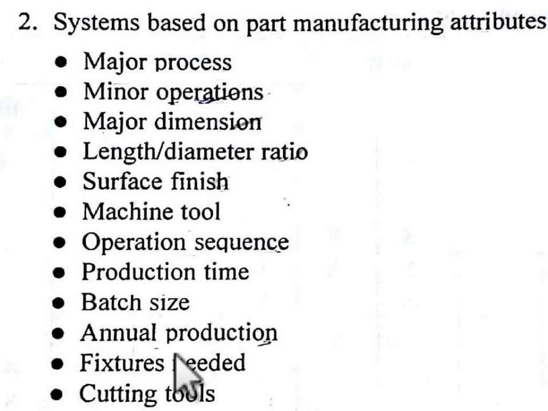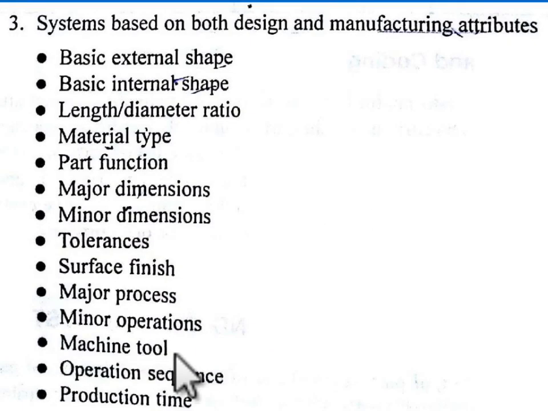So we have three lists: A list, B list, and C list. A list is related only to design, B only to manufacturing, C is common. A and B mean design and manufacturing. And in the third, both, we are taking all three lists: A, B, and C.